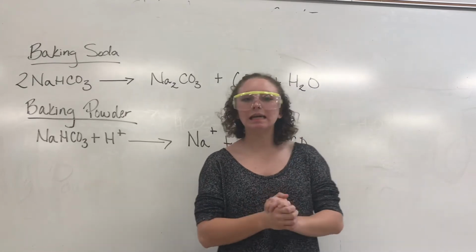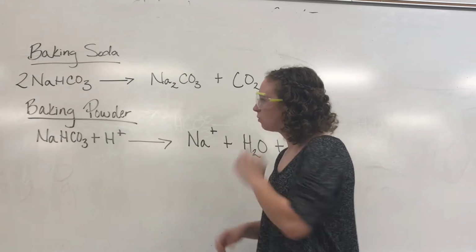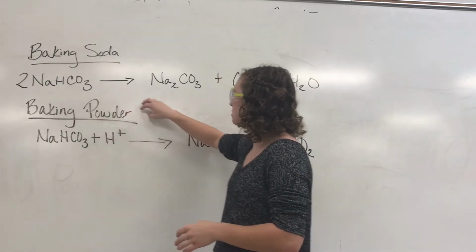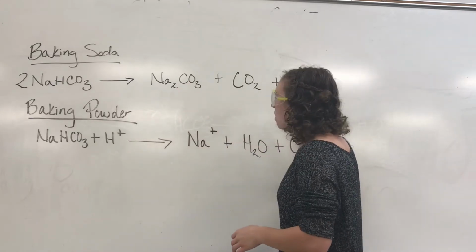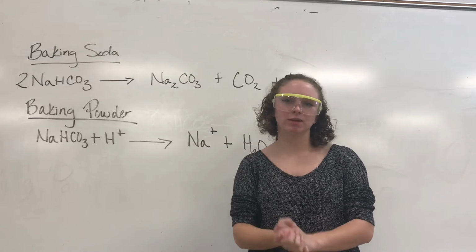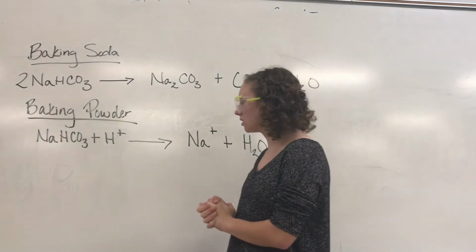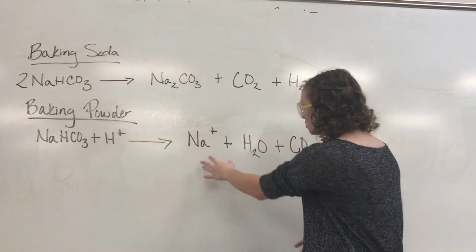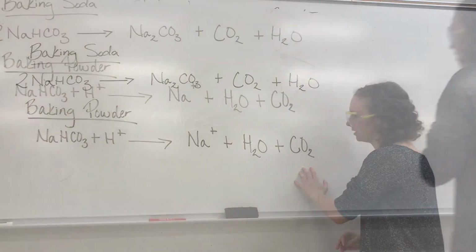Baking soda needs an acid to react. Once it interacts with its acid, the baking soda will decompose into carbon dioxide, water, and sodium carbonate. Our baking powder has an acid mixed with it already. It will use the hydronium molecules in the acid to decompose into sodium, water, and carbon dioxide.